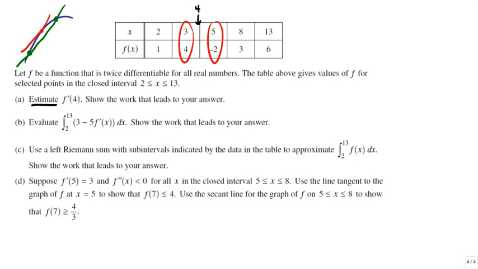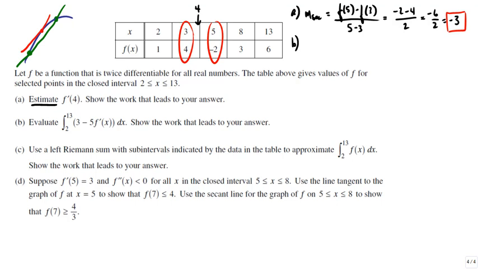So we'll use x equals 3, y equals 4, x equals 5, y equals -2. We say the slope of the secant line is f of 5 minus f of 3 over 5 minus 3, which is -2 minus 4 over 2, which comes out to be -3.